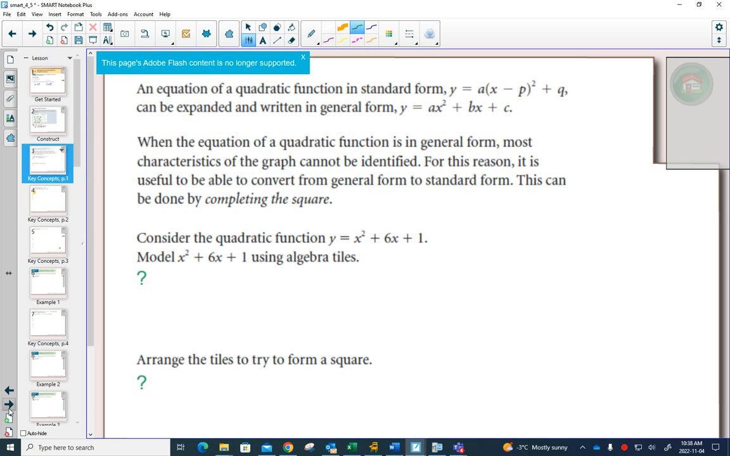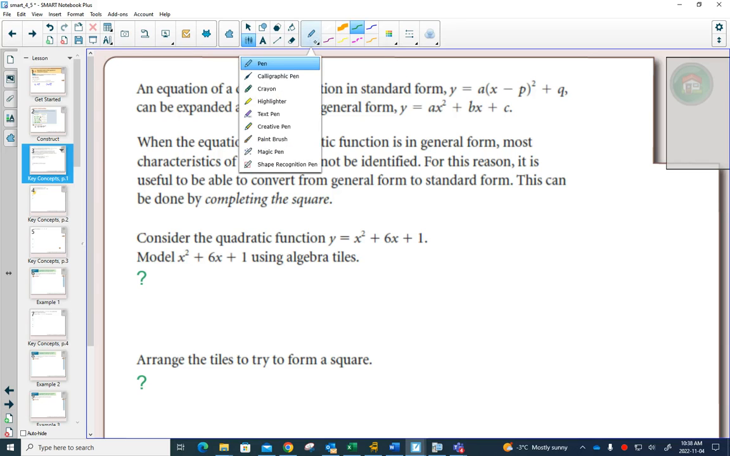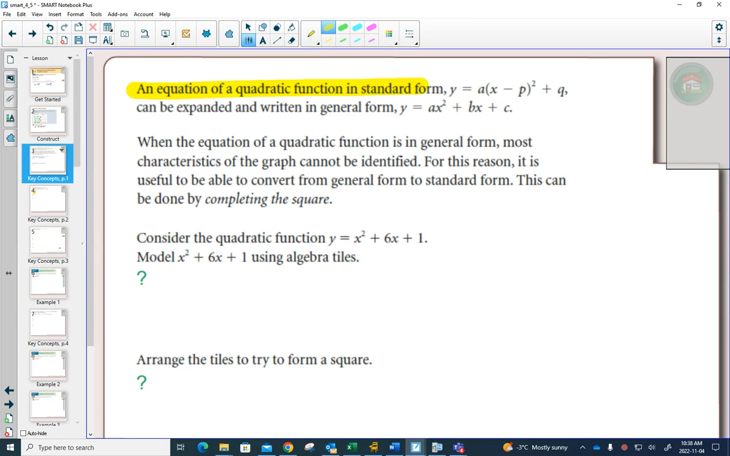Okay? So first of all, I want to highlight a few things here. We have standard form. Maybe I just want to highlight standard form and general form. General form doesn't help us graph very much. Okay? Standard form does. And what we're going to do is learn a technique to do this. Okay?